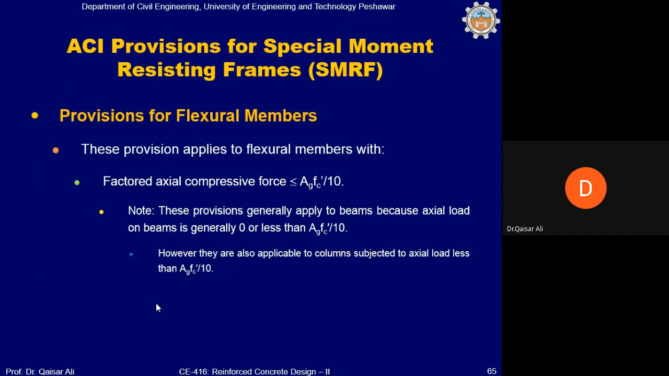Now we will take a break of 10 to 15 minutes, and then we will continue with the provisions for flexure members, beams first, and for columns, special moment resisting frame. Once the special moment resisting frame is finished, then we will quickly go through the intermediate moment resisting frame provisions. Okay, thank you.